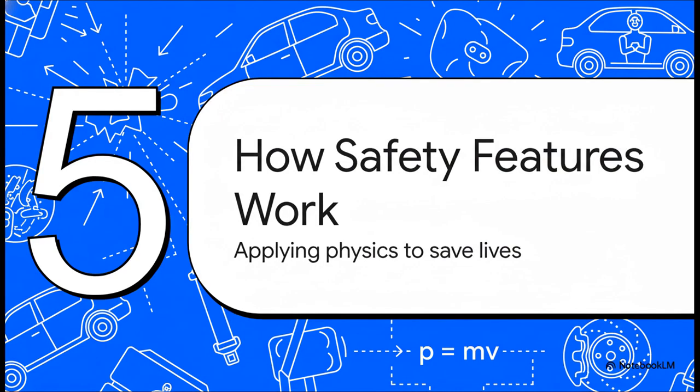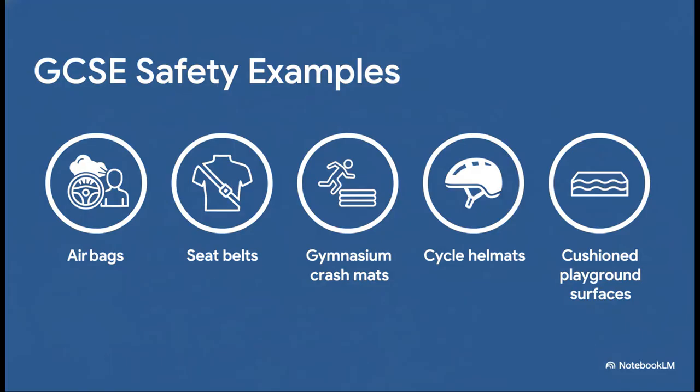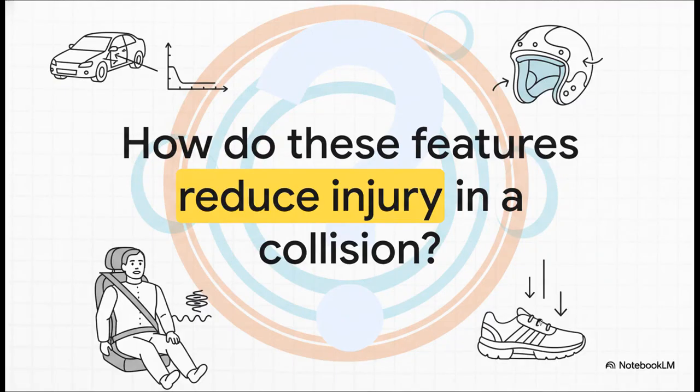And that amazing idea brings us full circle, right back to our original question about seatbelts and car safety. This is how we apply all that physics to actually save lives. Your GCSE specification requires you to be able to explain how a few common safety features work. Things like airbags and seatbelts, obviously, but also things like crash mats in a gym, cycle helmets, and even those soft cushioned surfaces you find in playgrounds. And the amazing thing is, they all rely on the exact same bit of physics.